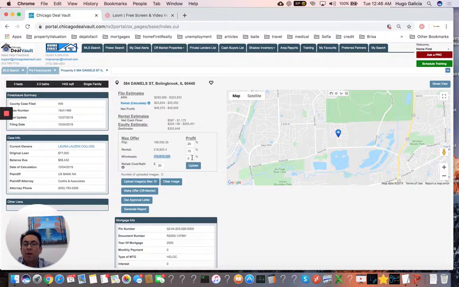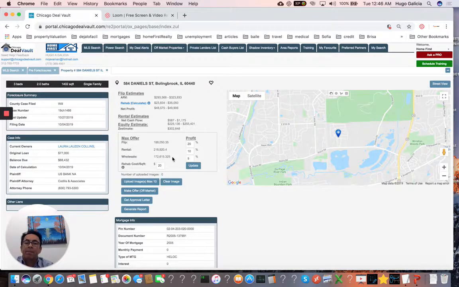This offer takes into account that you're going to make a finder's fee of at least 5%. So the most we should offer for this property is $172,000. Okay? So that is step number two.